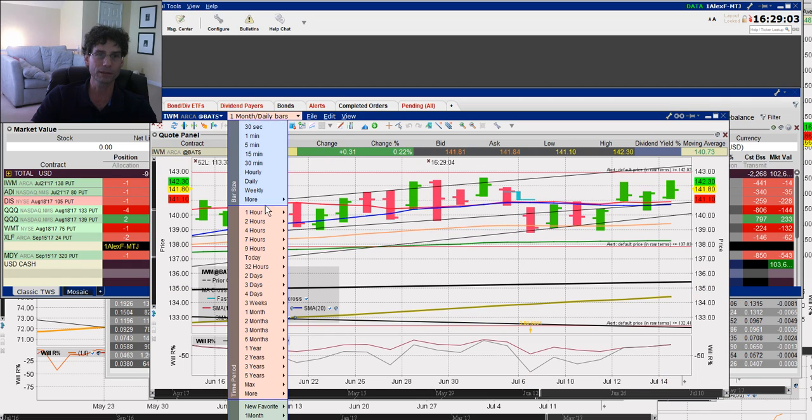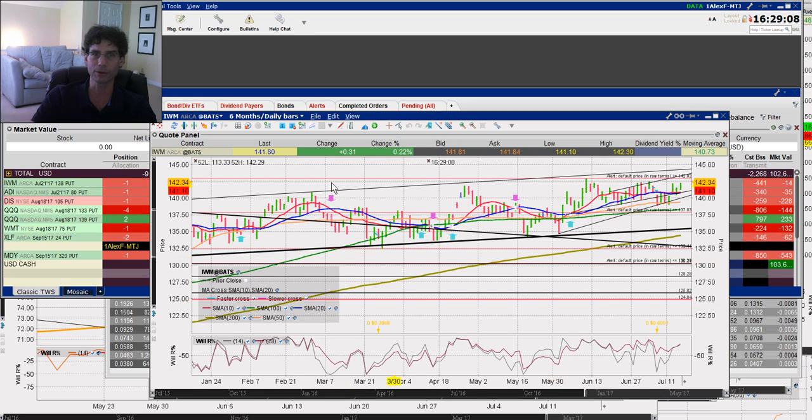Let's see where that was such a long time ago. Let's see if I can see why I drew those lines. Yeah, that's about where it is. So pretty wide trading channel. If it comes back to the lower end, even back to 138-ish maybe, 139, probably go ahead and sell another put then.